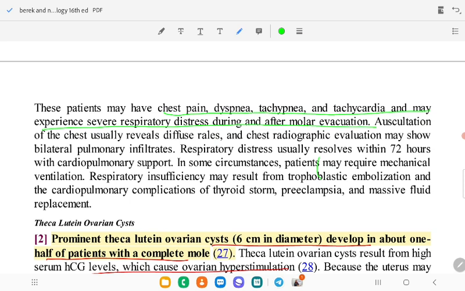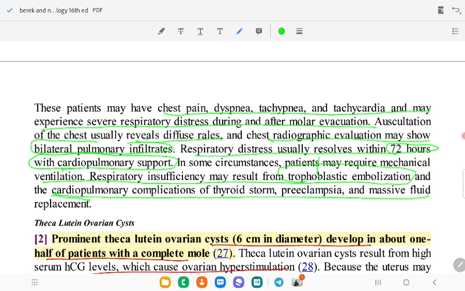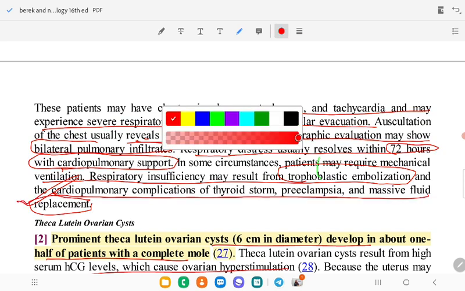So always do an auscultation of the chest wall, which may reveal diffuse rales. Chest radiography may show bilateral pulmonary infiltrates. Respiratory distress usually resolves within 72 hours with cardiopulmonary support. In some cases, patients may require mechanical ventilation for respiratory insufficiency resulting from trophoblastic embolization. So these are the cardiopulmonary complications: thyroid storm, preeclampsia, massive fluid replacement. Because of these things, there will be this.